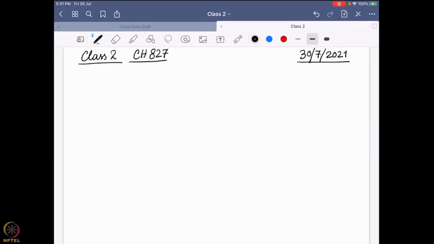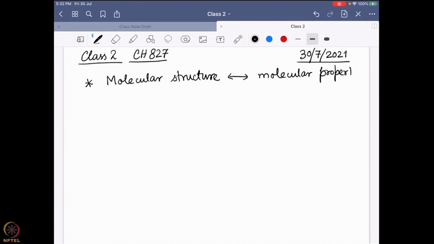So in the previous class, we discussed one of the important topics: how the molecular structure and molecular properties are interconnected. And for that, we found that the original Schrodinger equation, H psi equals E psi, can be used as one of the starting points where we can actually find out how it is happening.